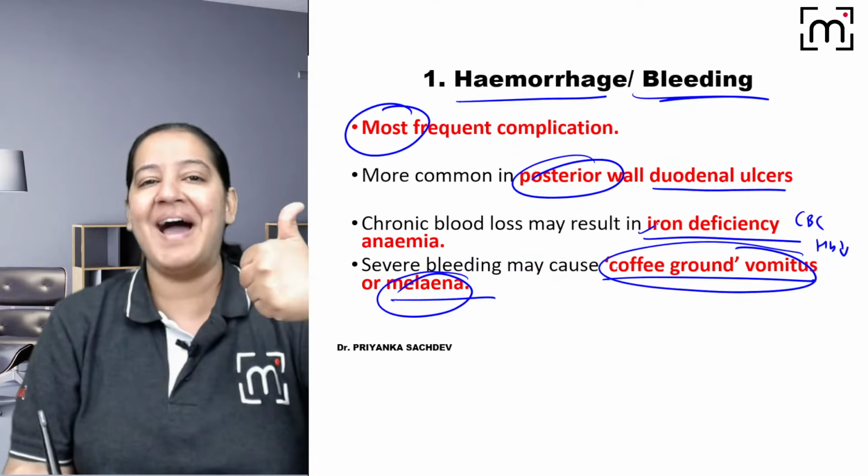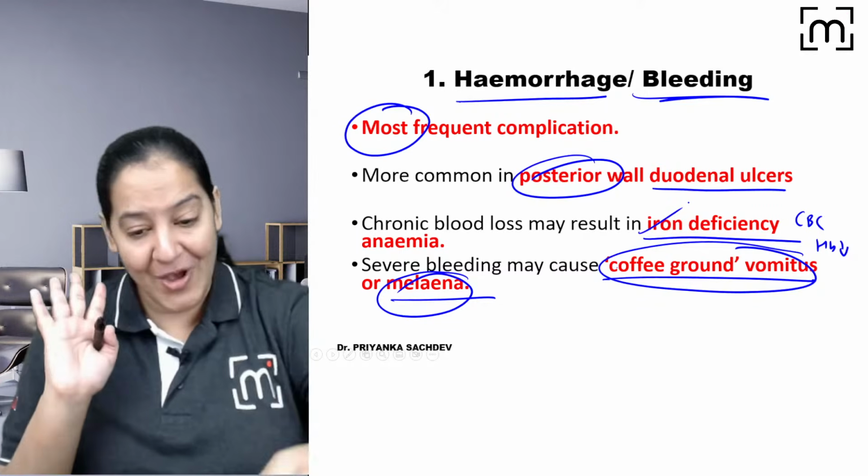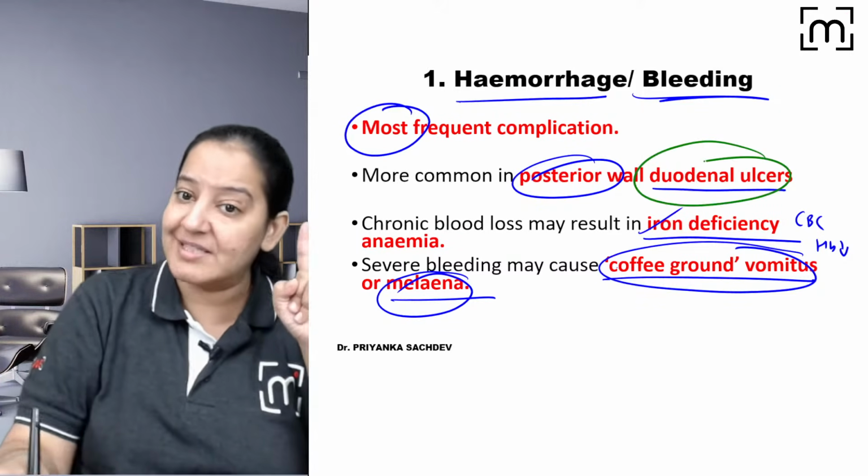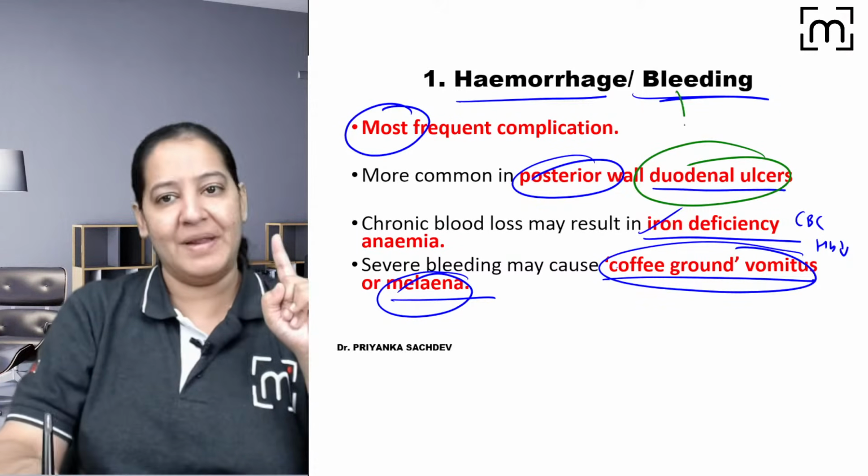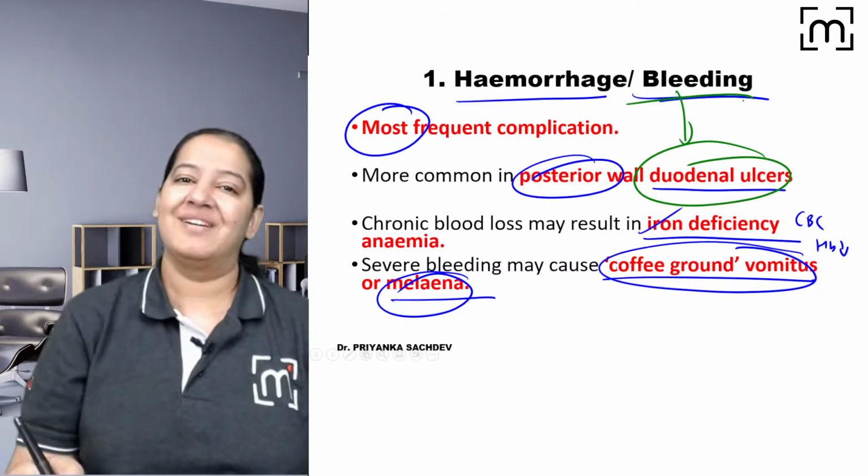And the patient has iron deficiency anemia. But the point you have to learn here for MCQ: duodenal ulcer bleeds more commonly. That is about the bleeding. And bleeding is the most common complication.